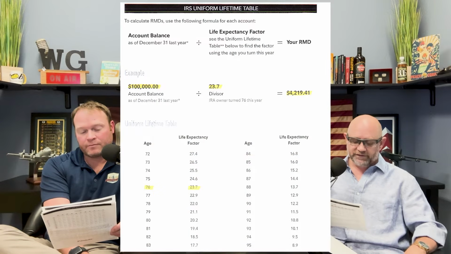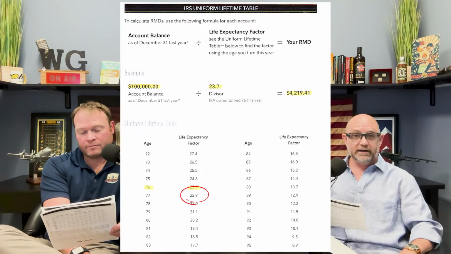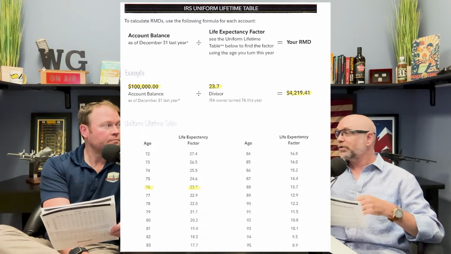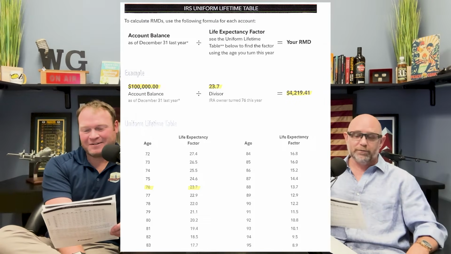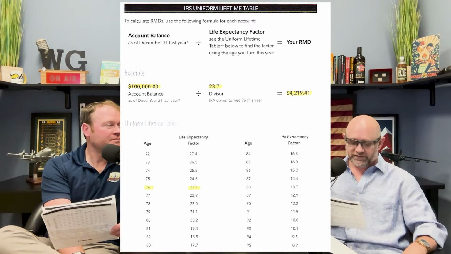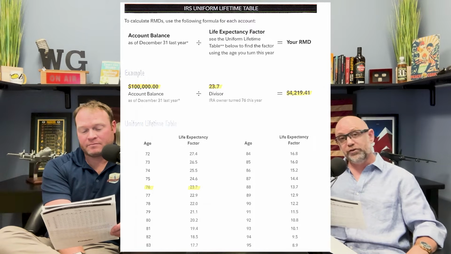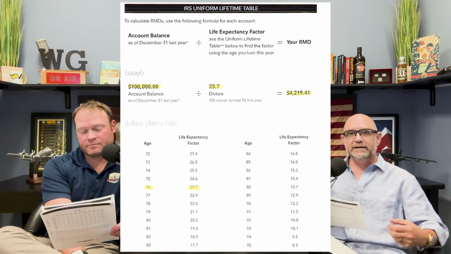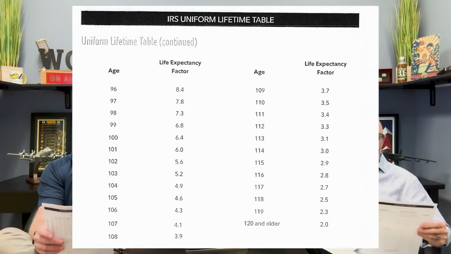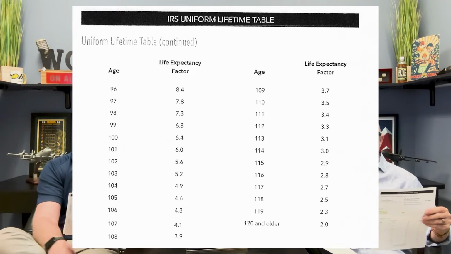Well, then the divisor becomes 22.9. The smaller that divisor, this is the way math works, I am told, the larger the number is going to be. So you would divide $100,000 by 22.9. Or then when you turn 78, 22. And that number keeps getting smaller. And we'll flip it over here to the extension. Their chart goes all the way up to 120. And as you can see there at 120, your divisor is 2.